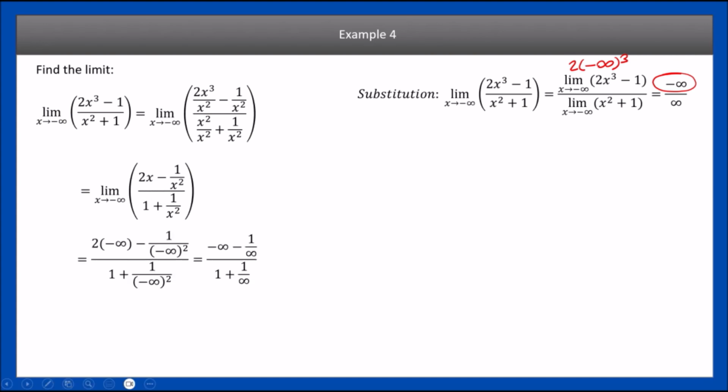As we plug in negative infinity into that limit, you're going to see that 2 times negative infinity is negative infinity. 2 times a negative number is negative. A negative number squared is positive, so we just get positive infinity in the denominator. Same thing for here. But we know that these turn to 0, and negative infinity minus 0 is negative infinity. So we're left with negative infinity.